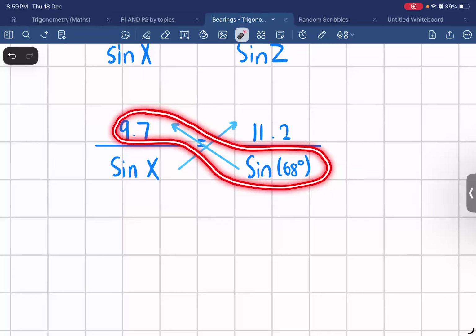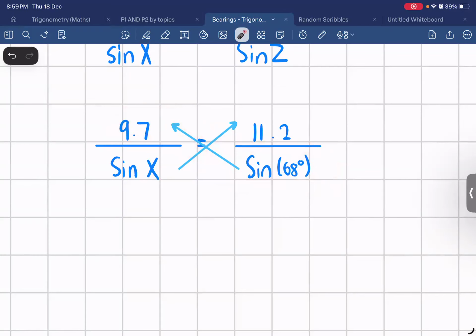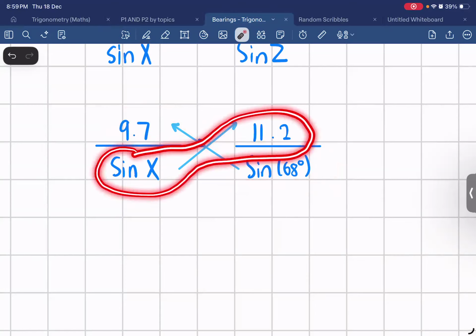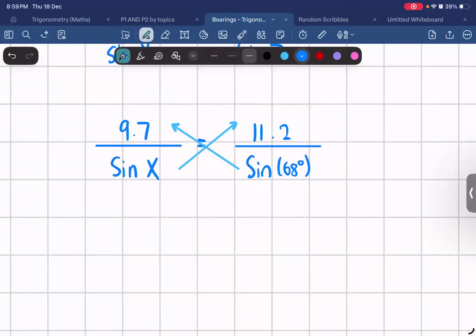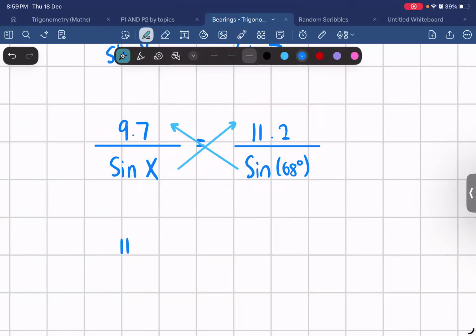If you multiply this out, are you going to get any x terms? No, sir. Okay. So then x wouldn't be on the left-hand side. If I multiply out this first, would that be on the left-hand side? Yes, sir. Right. So multiply this out for me. What would I get? 11.2 sine x. Right. And if I multiply the other diagonal, what will I get? 9.7 sine open bracket 68 close bracket.